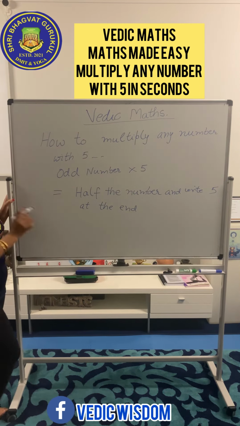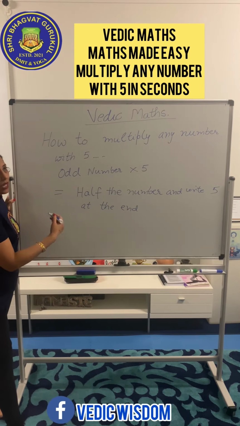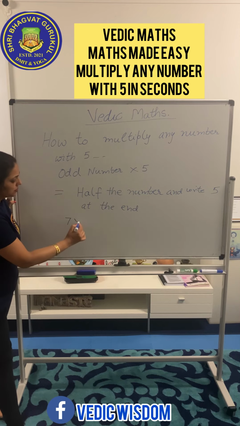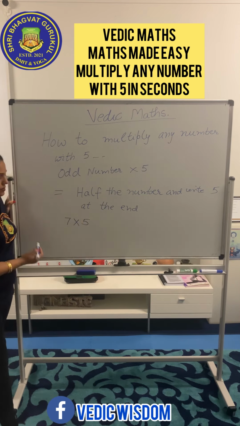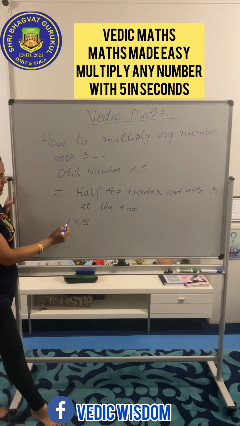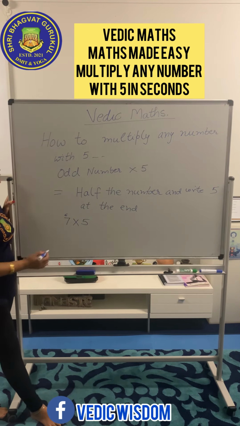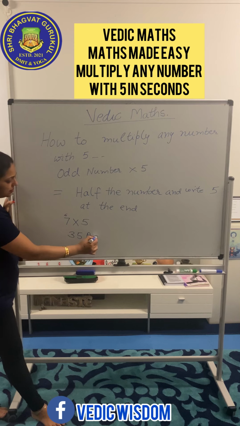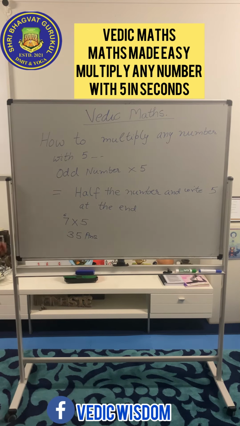Okay, now let's take an example of an odd number. 7 multiplied by 5. So as I said, we can't make the half of 7, so we will write down half of 6. 6's half is 3, and at the end we will add 5. That is the answer.